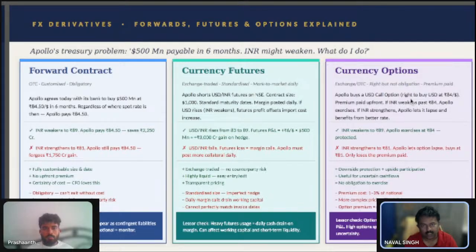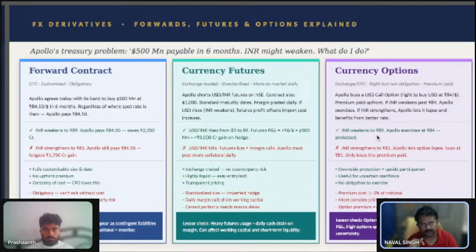So the best part is Apollo buys a call option. Safest place. You have a right to buy dollar at this value. The premium is paid upfront. If the rupee weakens, Apollo can still exercise that value. If the rupee strengthens, Apollo lets it lapse and benefits from the better rate. So if you go and get better prices for paddy in the market, you don't exercise that option. But keep that option as insurance with you.